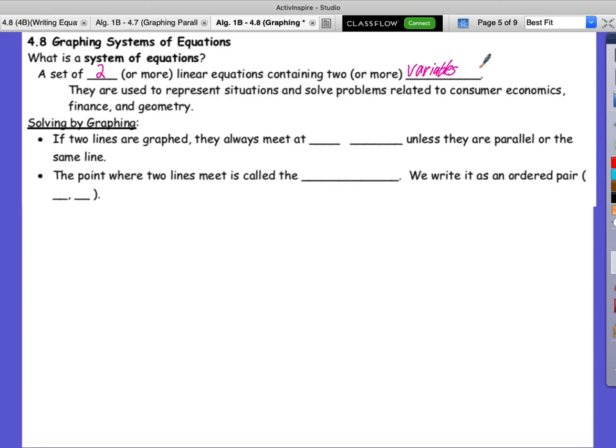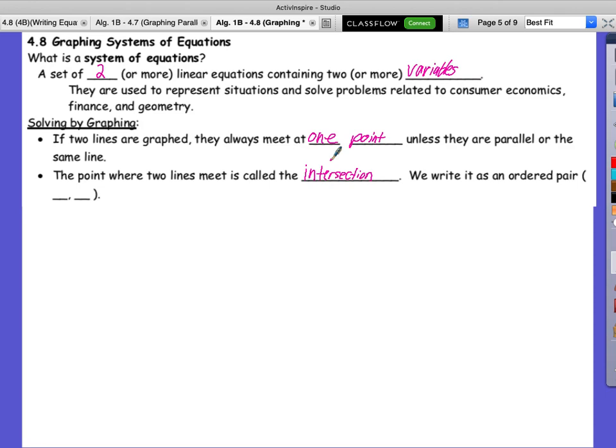If 2 lines are graphed, they'll always meet at one point, unless they're parallel or unless they're the same line. We'll talk about those scenarios. Unless they're parallel, which means they never touch, or they're the same line, they'll always meet at one point. Now the point where 2 lines meet is called the intersection. And we write the intersection as an ordered pair.